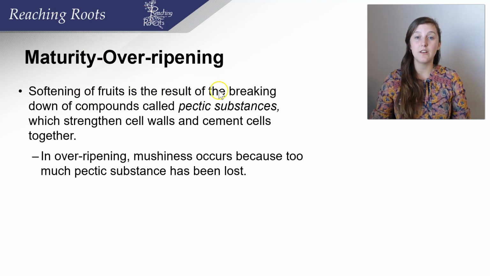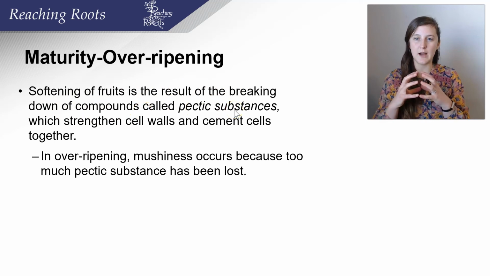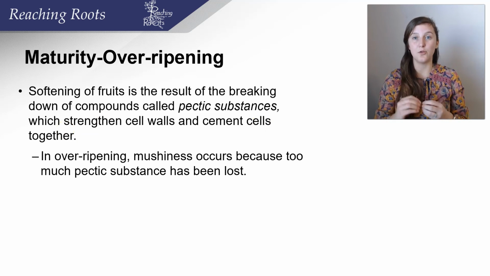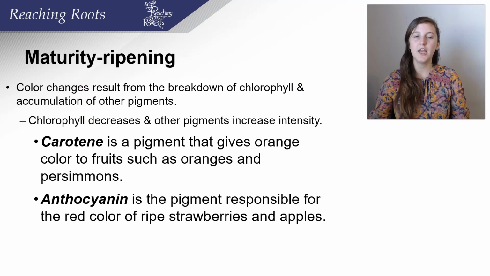So softening of fruits is the result of the breaking down of compounds called pectin substances, which make up the fruit wall. These pectin substances strengthen the cell walls and cement the cells together. But when they start breaking down, the fruit becomes mushy. In overripening, mushiness occurs because too much pectin has been lost and broken down. As the pectin breaks down a little bit, the fruit becomes more sweet, but if it's too much, it becomes mushy.